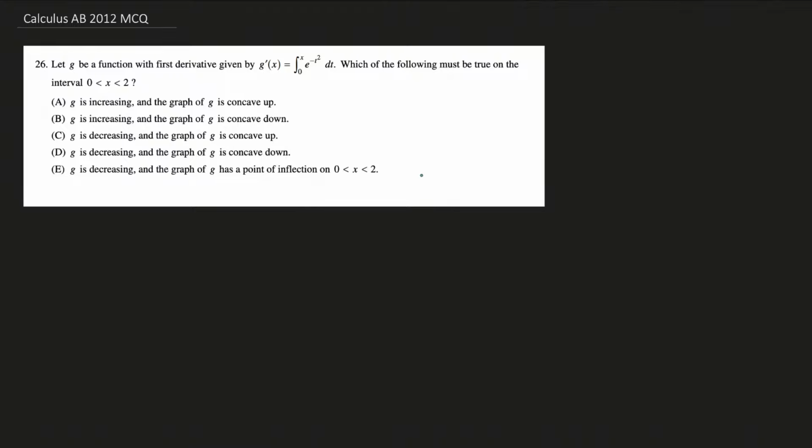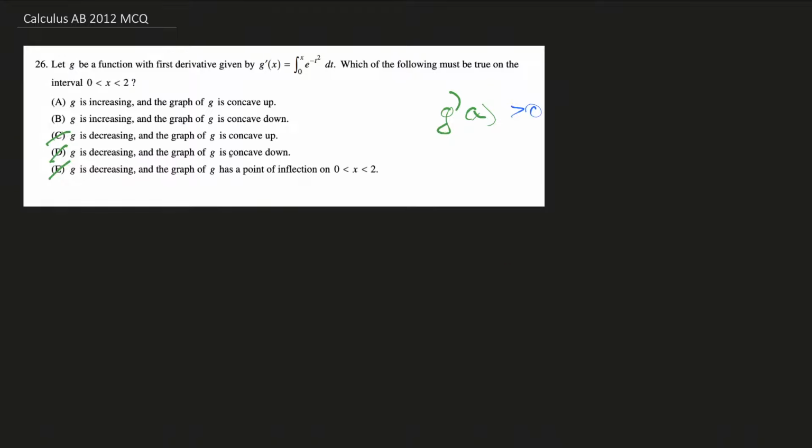If you think about this, g prime of x, as we go from 0 to 2, if I plug in any value into this, I always get a positive number. That would tell us that the area is positive because all values in here are going to be positive numbers. So if I take the area under the graph, that's also going to be positive. That tells us g prime of x is always greater than 0. What does that mean for g? g has to be increasing. So it cannot be C, D, or E because they say it's decreasing.